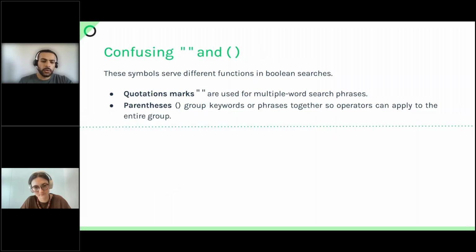Confusing the quotes and the parentheses is also one of the common errors. These two symbols serve different functions in Boolean searches. Quotation marks are used for multi-word phrases, ensuring words appear together in that specific order, while parentheses group keywords or phrases together so that Boolean operators can apply to the entire group. Mixing up these symbols can significantly change your results.